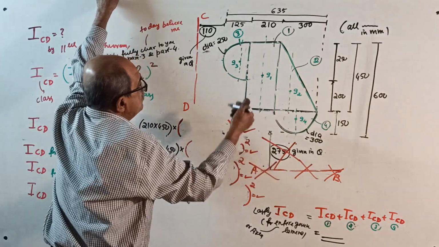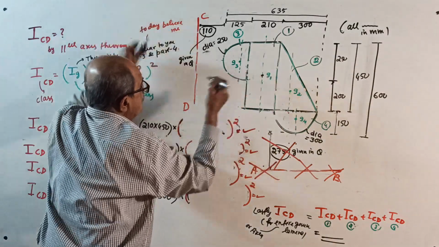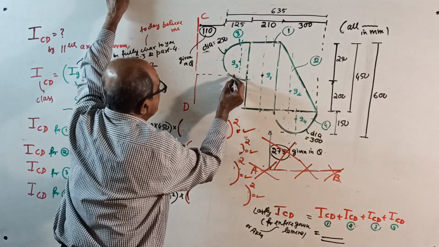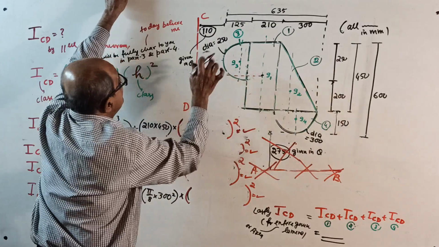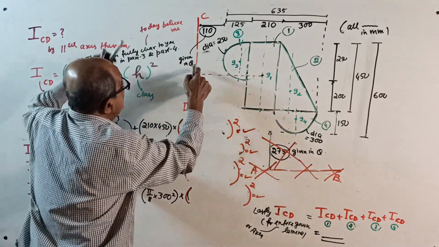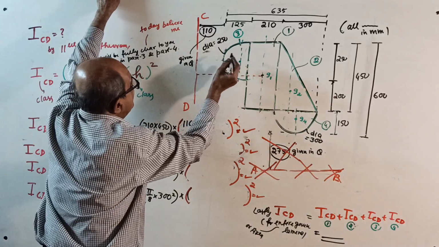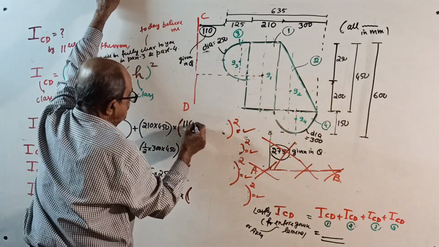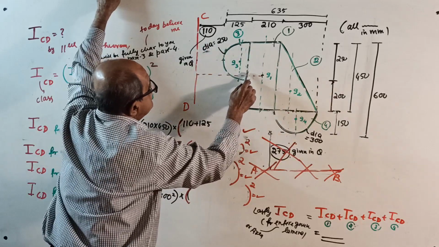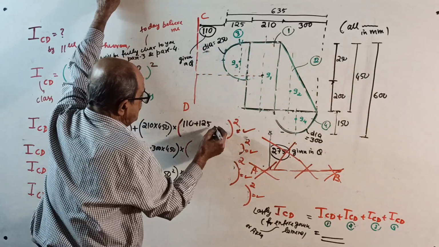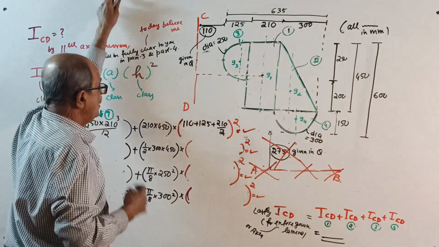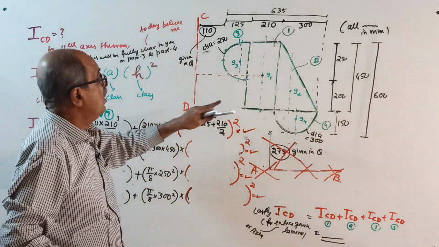210 into 450 into the distance from centroid of the component to the required axis, squared. That distance is 110, from here to here is 110, plus 125. You reached here, plus this distance is 210 by 2. 210 by 2 whole square will give I about CD for part 1.